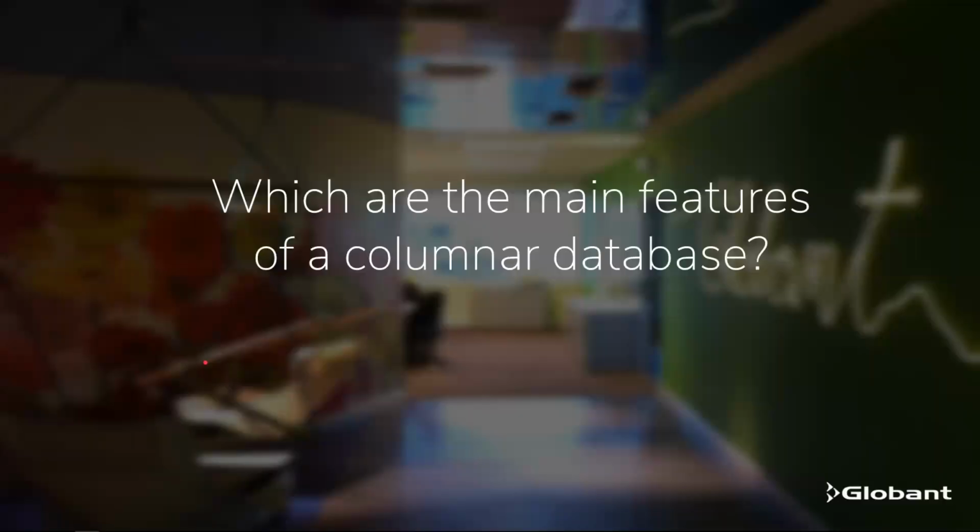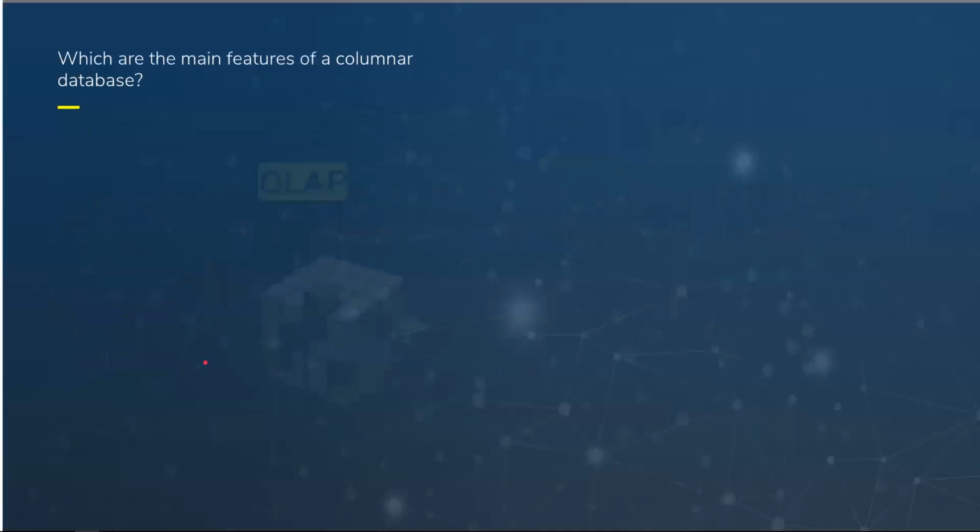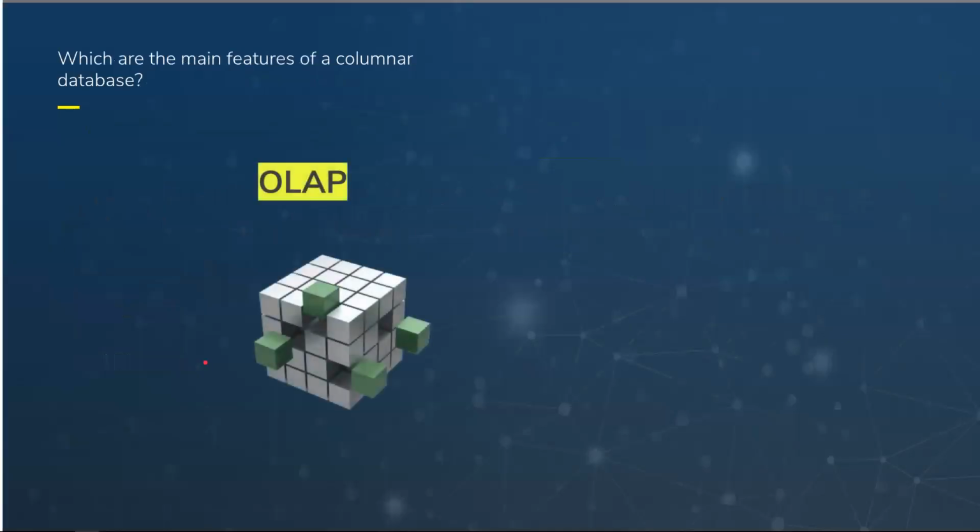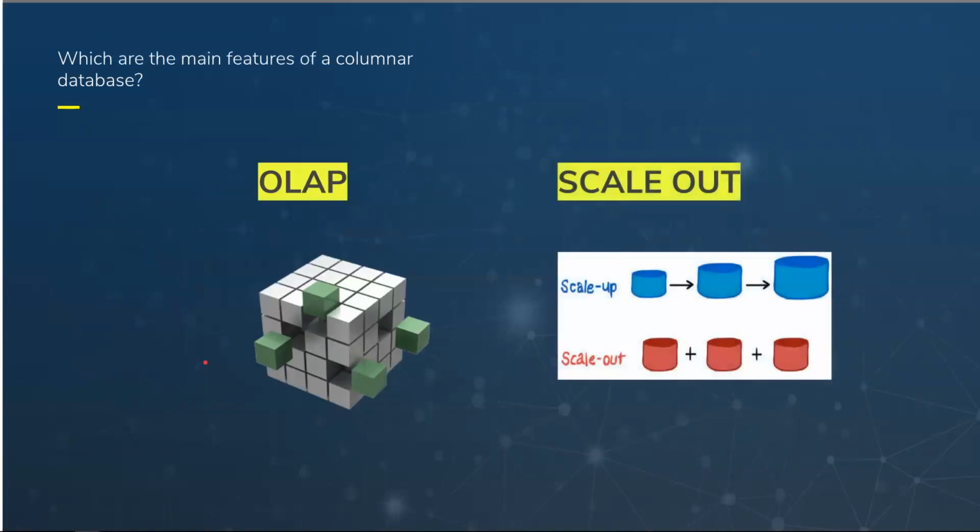Now, let's wrap up the first part of this session talking about the main features of a columnar database. The first one is that they are well suited for OLAP workloads, because OLAP workloads typically involve highly complex analytical queries over all data. The second feature is that column-oriented databases are designed to scale out.